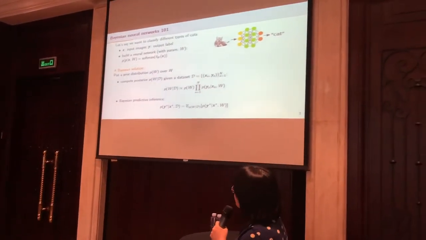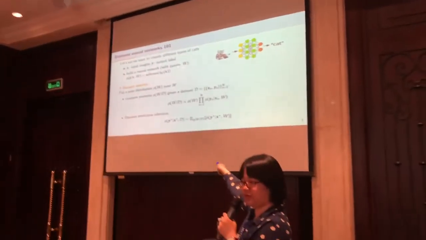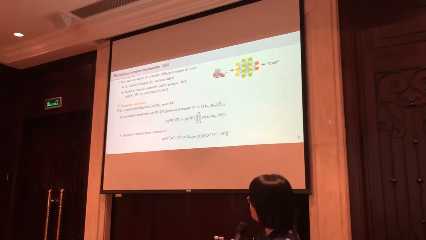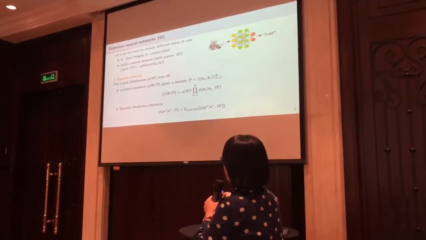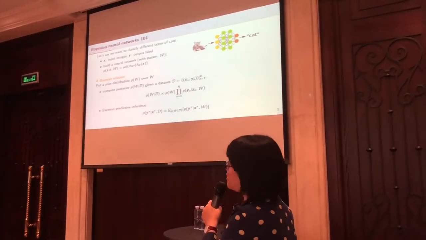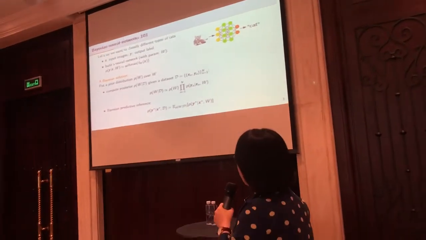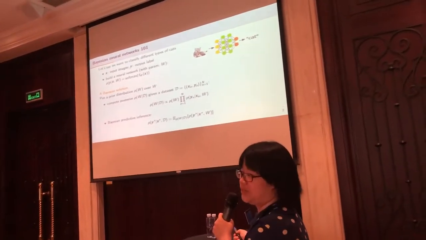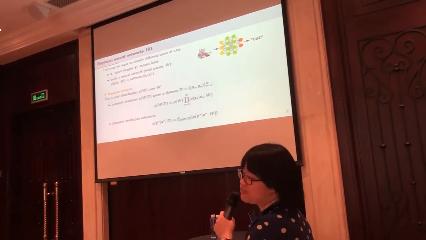Instead of using a point estimate for W, I'm going to put a prior distribution P of W over the weights, and then I have some observations from data. Now I just use Bayes' rule. I need to compute the posterior distribution given the data set. This is just Bayes' rule.